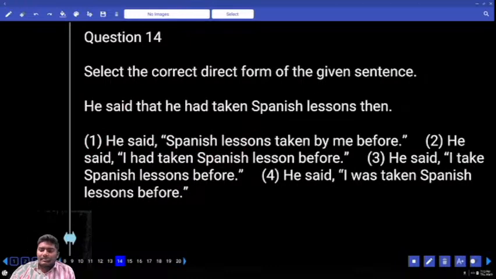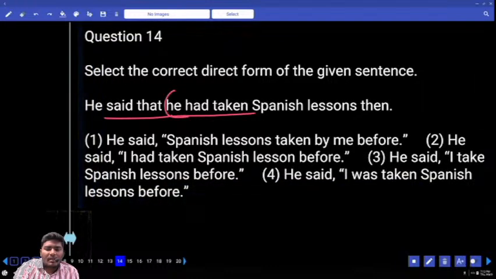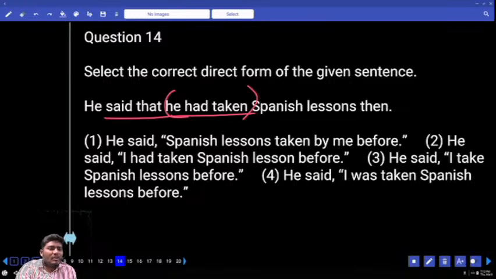Direct or indirect? Don't think that long. You won't have that much long time. Are there punctuations, double inverted commas? No. Then what speech is that? Indirect speech. What is given here? Said that. Indirect speech. You should understand. Now look at the continuation. What is given here? He had taken. Which tense is that? Past perfect. Past perfect is given in indirect speech. When do you get past perfect in indirect speech?